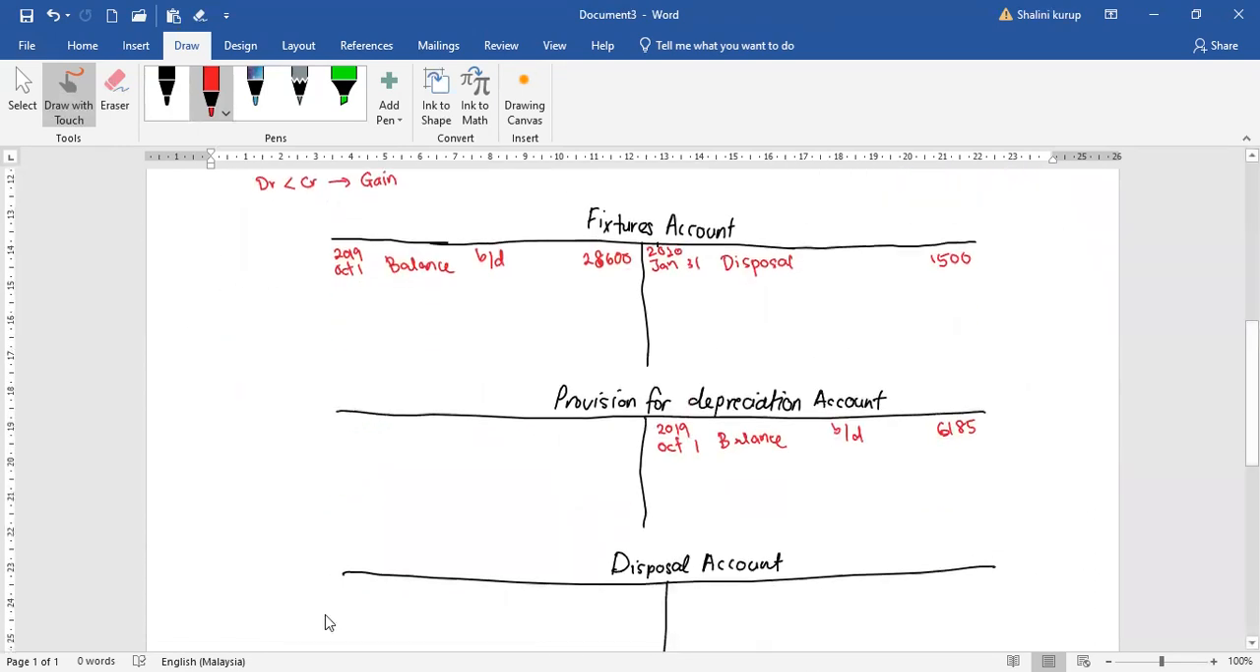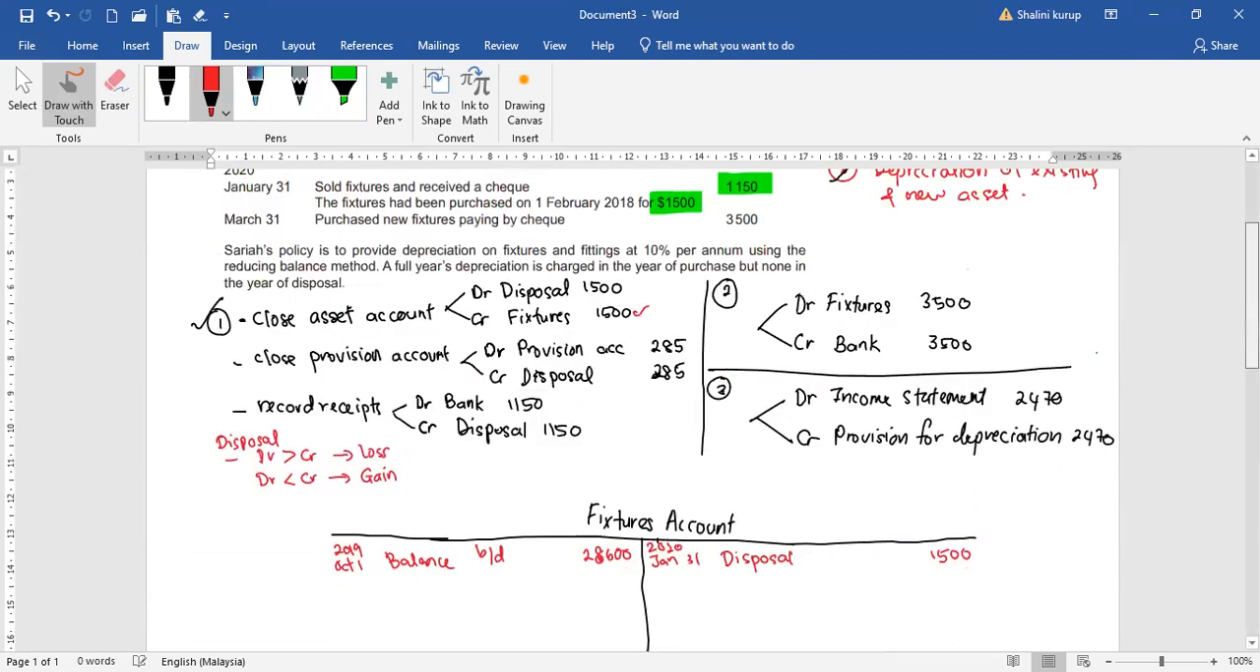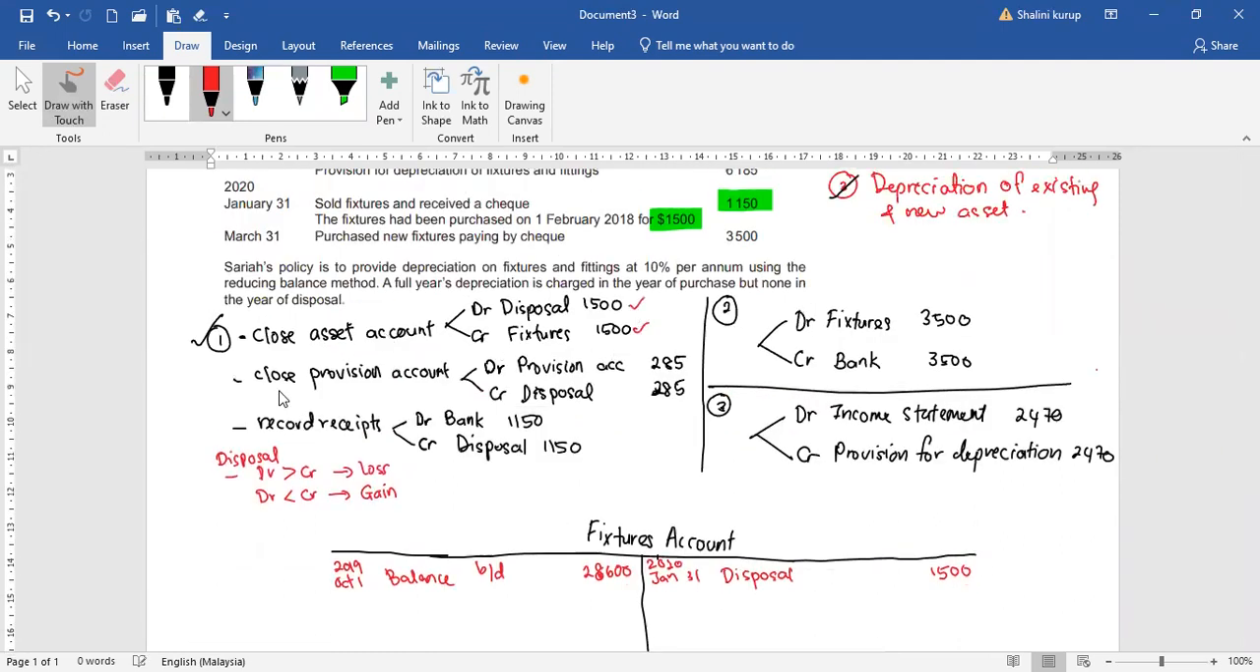So disposal account is the same. You have to write 2020 January 31st. So all will be January 31st because this is the date that you dispose of the account. Fixtures will be 1005. Okay, so we are done with the first entry. Now go to the second entry.